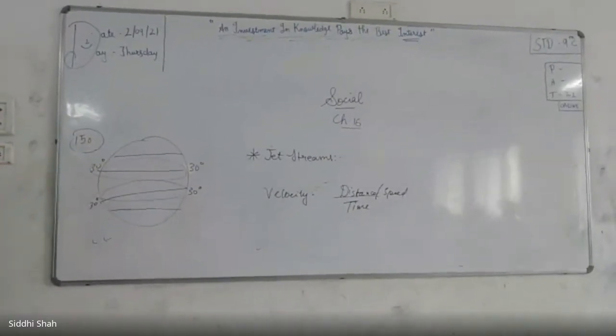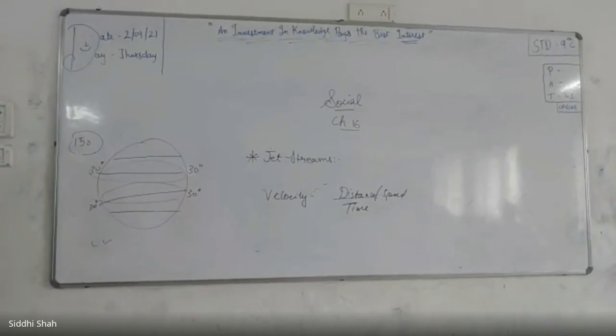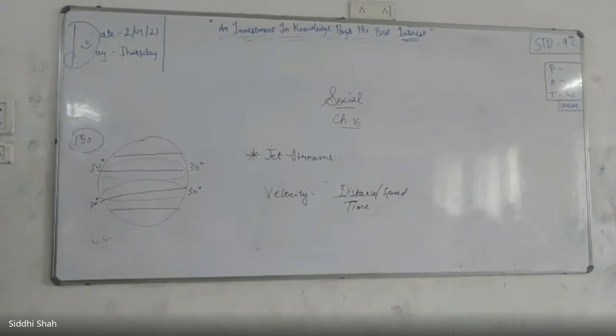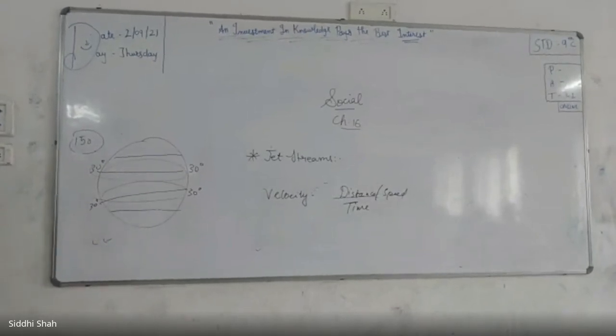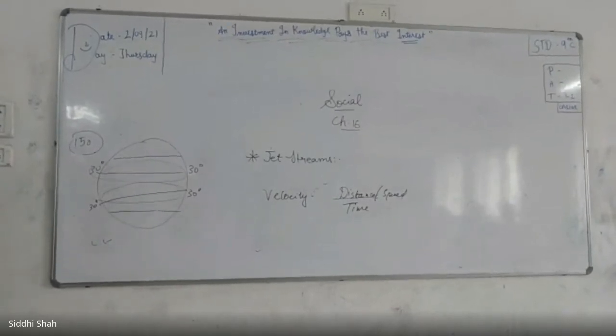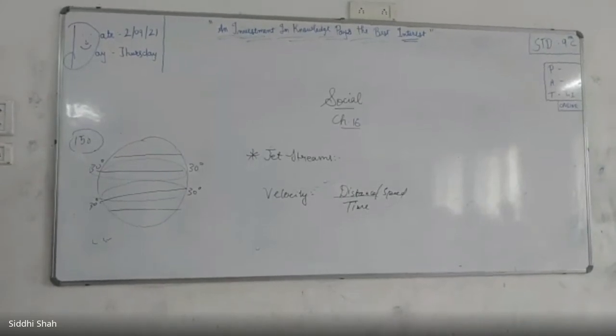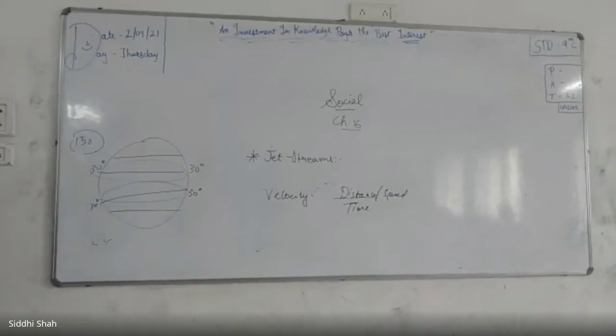Now next is nor'wester. Clear, jet stream and western disturbance. First I am explaining El Nino, take it.